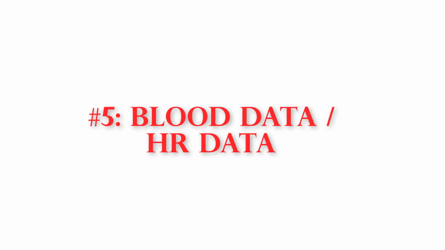Number 5, blood data and heart rate data. Probably incorrect in combining these two things, but they match up in a lot of good ways. Heart rate data right now is really measurable and really understandable. You can get it off of multiple devices. Blood data is going to be that way sometime soon. It's never going to be as easy as heart rate data, but you'll be able to get it from very inexpensive, very portable things that work with your mobile devices.